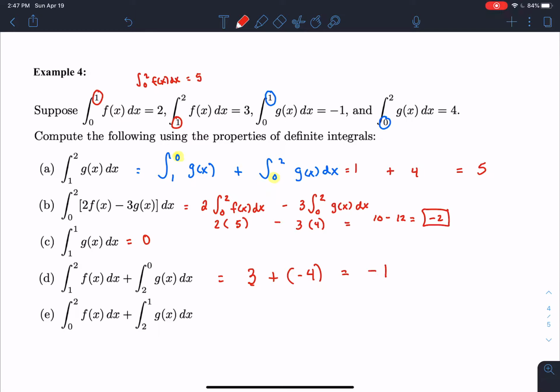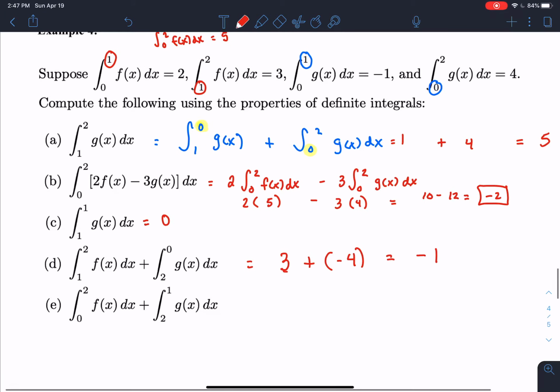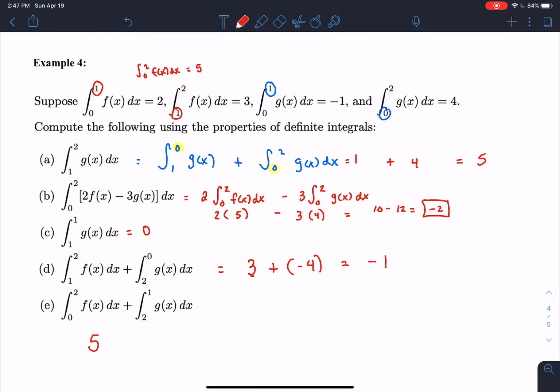Okay? And then the last one, you got 0 to 2 of f of x, which we already figured out was 5. And then from 2 to 1, okay? Now we already figured out from part A that from 1 to 2 of g of x is positive 5. So from 2 to 1 just becomes the opposite, or negative 5. So then your answer becomes 0.